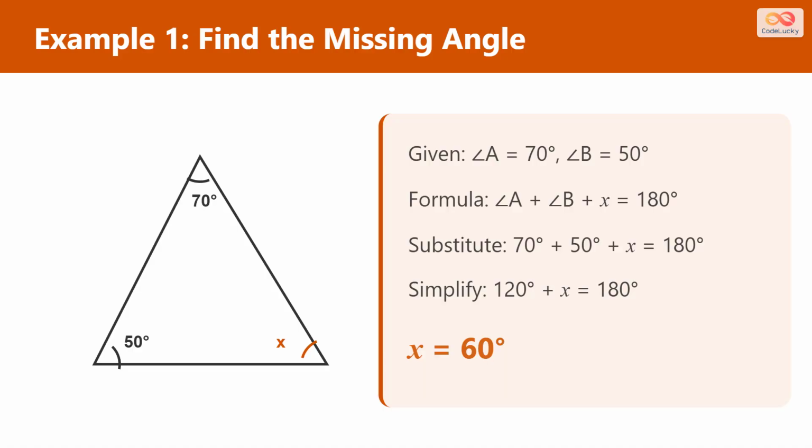Let us use this theorem to solve a problem. Suppose we have a triangle where angle A is 70 degrees and angle B is 50 degrees. We need to find the missing angle, x. We start with our formula: all angles add to 180. So, 70 plus 50 plus x equals 180. Simplifying that, 120 plus x equals 180. Subtracting 120 from both sides tells us that x is 60 degrees.